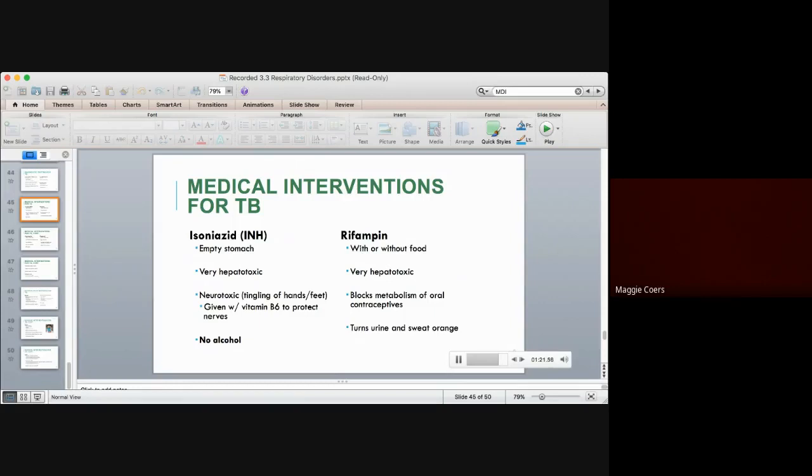All right, you'll see some of the other things that we need to worry about with these medications, like whether to take them on an empty stomach or with food. As I said, very hepatotoxic, very hard on the liver. That's why it's important to get those baseline liver function tests in that CMP. Neurotoxic, and absolutely no alcohol.